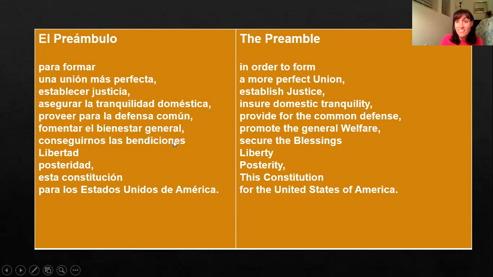And you can notice things like the endings of words. So this TAD and this DAD correspond to TY in English. Libertad is liberty. Posteridad is posterity. And this ION in Spanish corresponds to ION in English. Constitución would be constitution. And United States, different word order. This is states united. Okay, Estados Unidos.